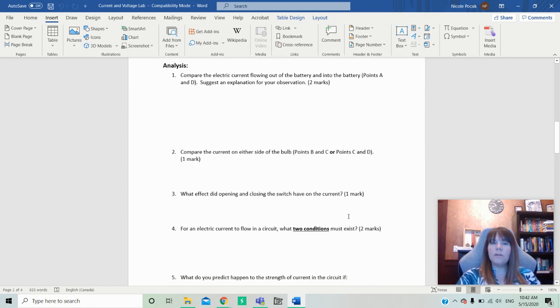At this point, you can pause the video and start your questions if you want, or you can continue on and go back to your questions. I'm just going to quickly speak on the questions to help you understand some of the wording. So it says, compare the electrical current flowing out of the battery and into the battery. Suggest any explanations for your observations.